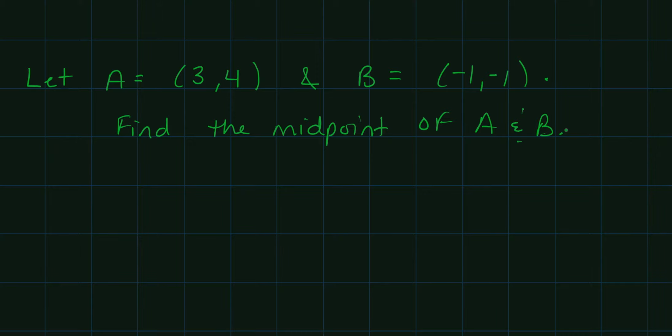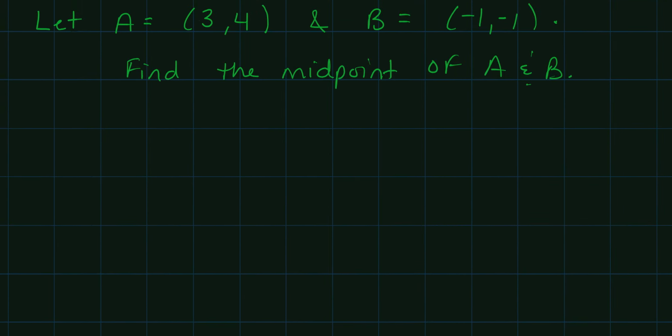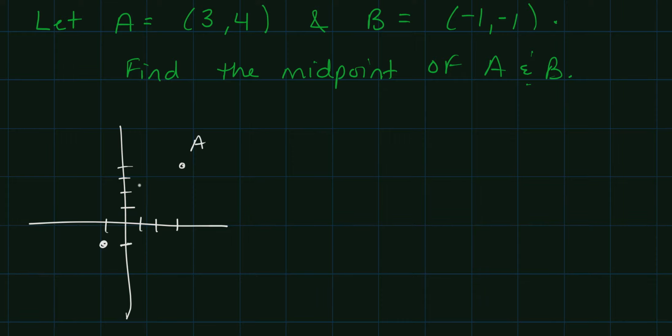Now to find the midpoint, you don't have to draw a single thing, but I'm going to draw it just so we understand what we're doing, and maybe we can even make a guess as to what we think the midpoint is. So I'm going to draw the x and y axis, just really quick, and I'm going to plot these 2 points. So 1, 2, 3, 1, 2, 3, 4. Here's the point A, and the point B is -1, 1.